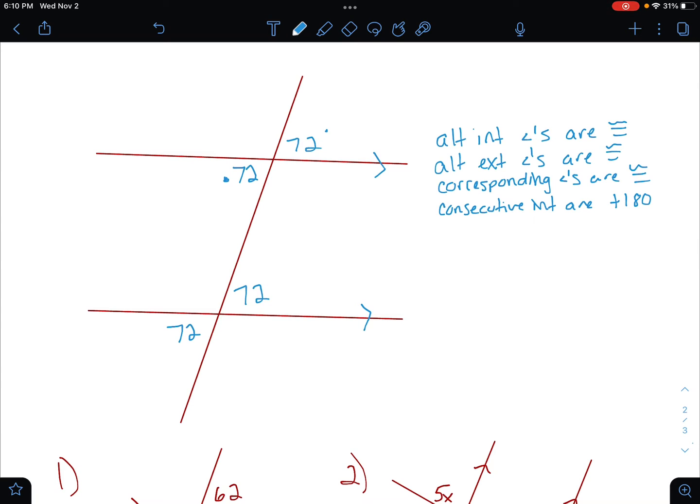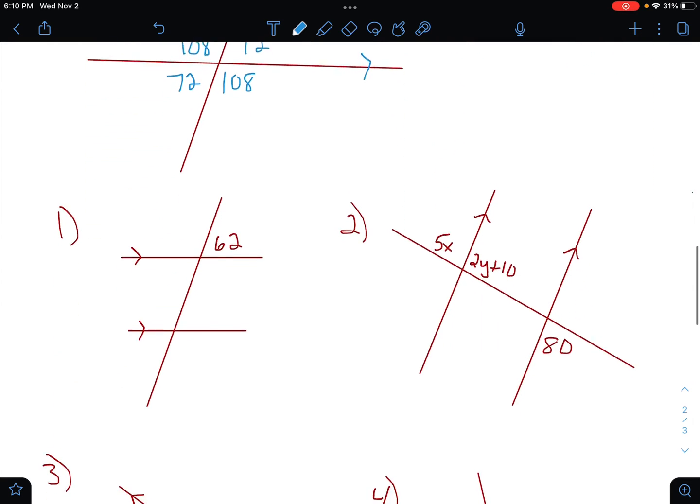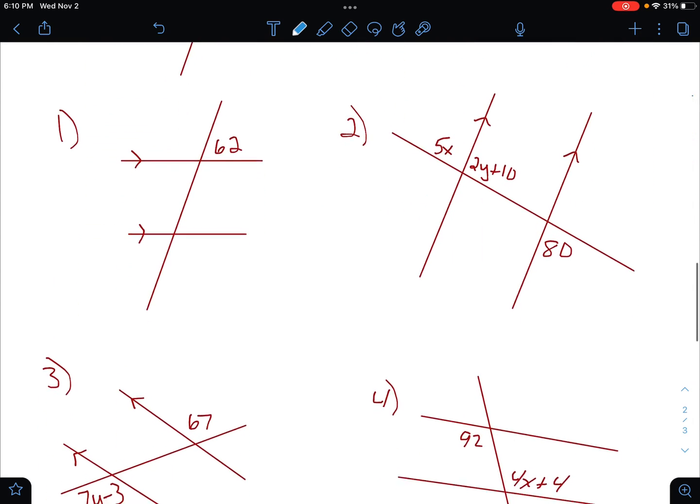Now what? Well, I know these are consecutive, which means they add to 180. 180 minus 72 would be 108. That 108 is alternate interior with this guy. That 108 is corresponding to up here. And then it's vertical to down here. And we just filled in all of the angles. So why don't you guys try it with this one down here. Try number 1. Go ahead and pause the video.